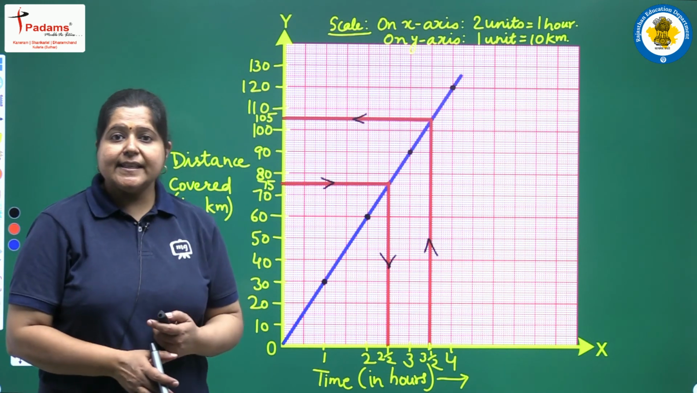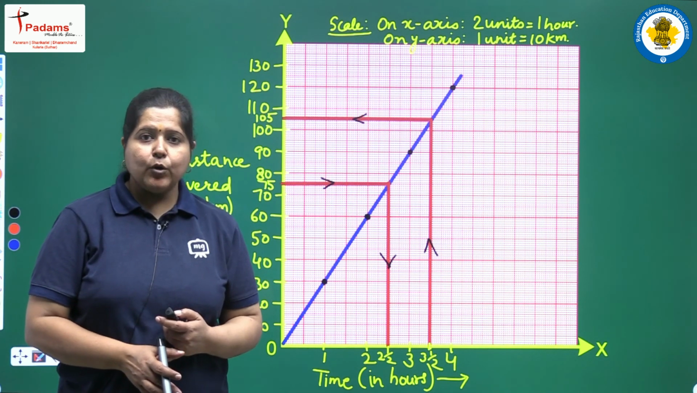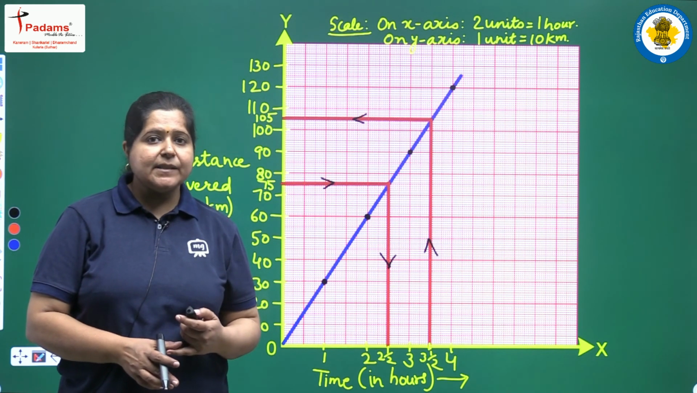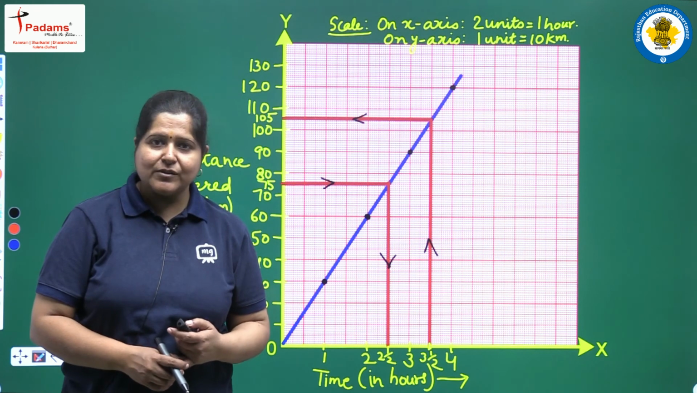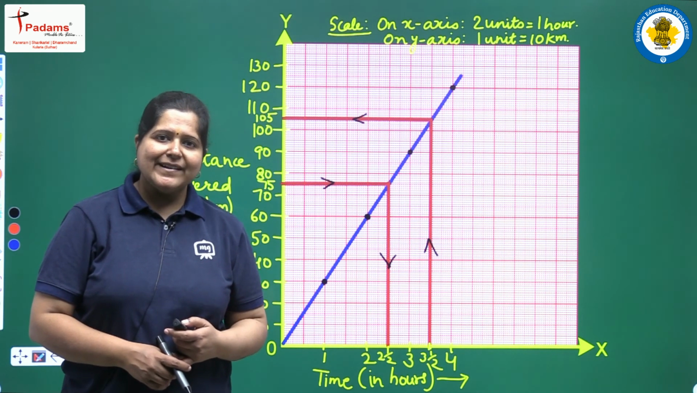In this way, today we have learned some applications of line graphs and linear graphs. I hope all these examples are very much clear. Also the independent and dependent variables, this concept is also very much clear. Then bye for now, and soon we will meet in our next class.